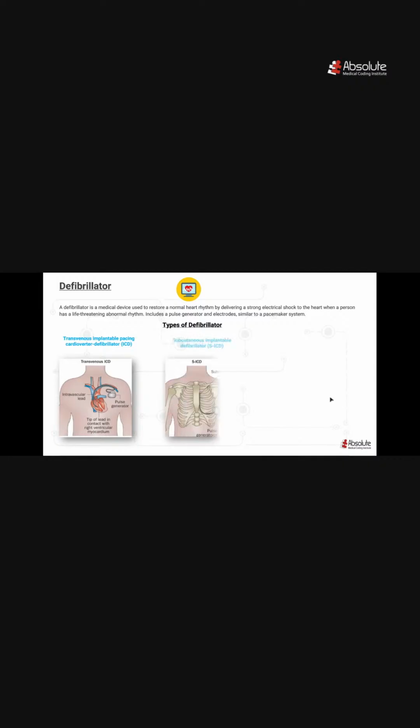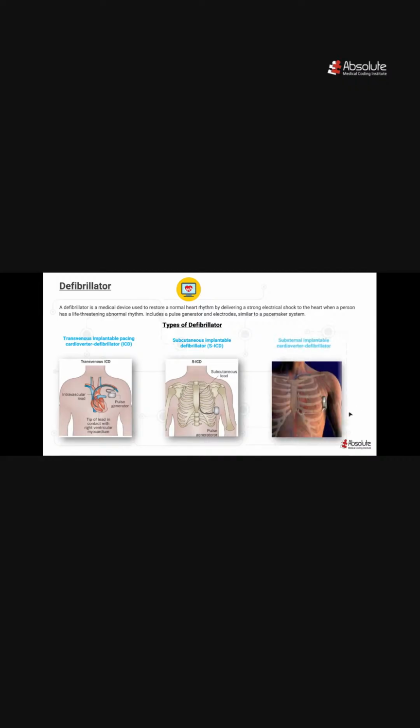And next we have the subcutaneous implantable cardioverter defibrillator, also known as S-ICD. And here the big difference is that the lead is placed under the skin. It does not go inside the heart, and the electrode is tunneled under the skin and positioned along the left parasternal margin, meaning next to the breastbone on the left side. So subcutaneous means under the skin, outside the heart.